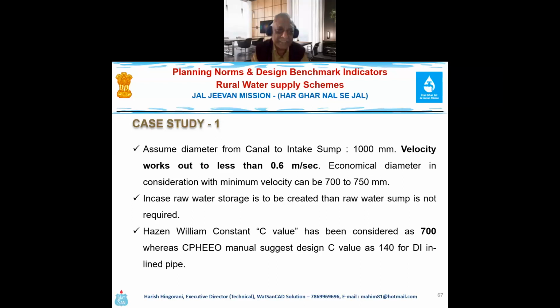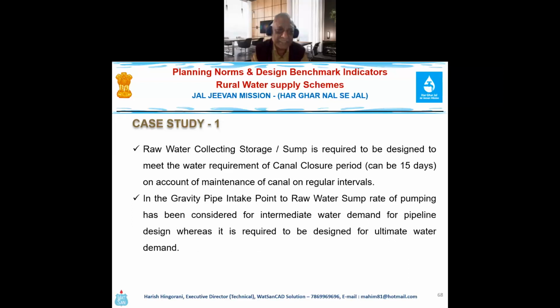Here, see in the designs, it has been considered 700. CPHO suggests 140, might be a typing error. I have a question: the raw water collective storage sump is to be designed to meet the water requirement of the canal closure period. Already 15 days on account of maintenance at regular canal intervals.